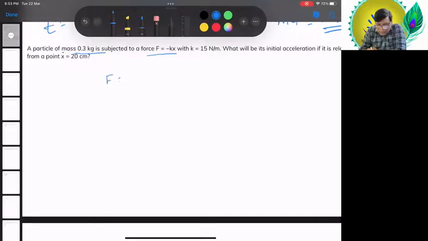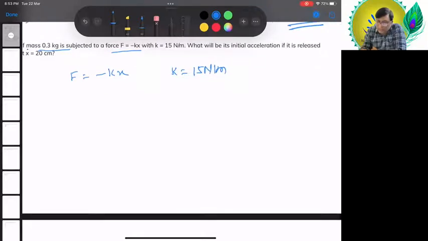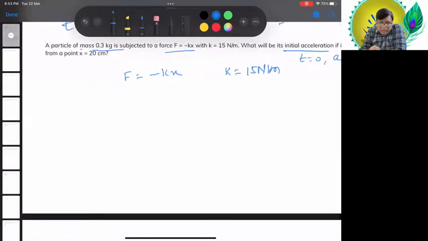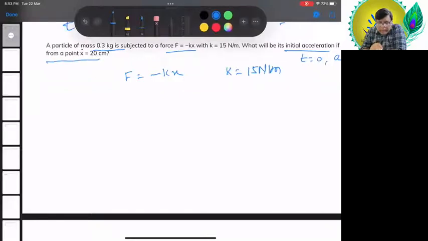F is equal to minus kx, where k is equal to 15 Newton per meter. What will be its initial acceleration? Initial acceleration means, what do you mean by this initial? Initial means at t is equal to 0, what will be the acceleration, if it is released from a point x is equal to 20 centimeter. So at t is equal to 0, x is equal to 20 centimeter, then what will be the acceleration?